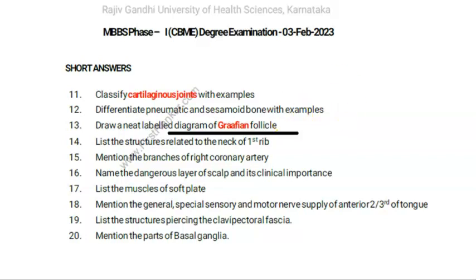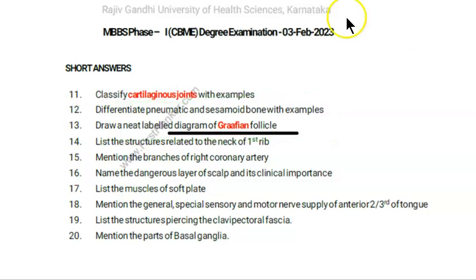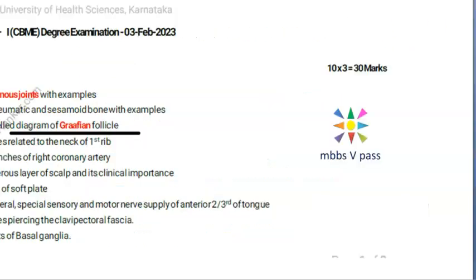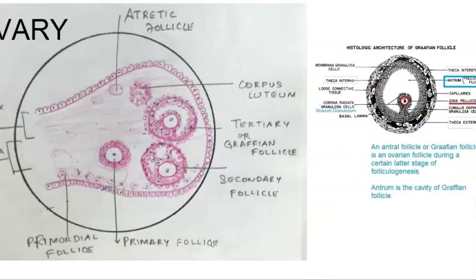Now look at this question from Embryology. Draw a neat labeled diagram of Graafian follicle. This is asked for 3 marks only. So it is just the diagram that you have to draw, neat labeled diagram of Graafian follicle. Okay. So you know what Graafian follicle is, right?